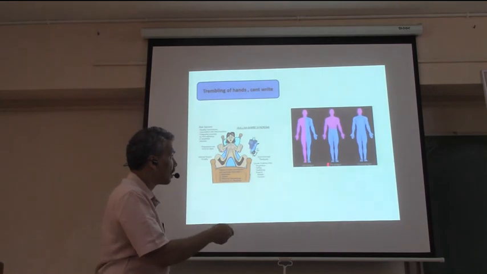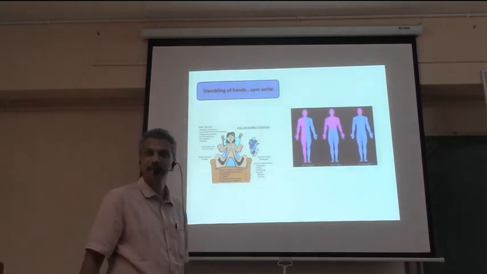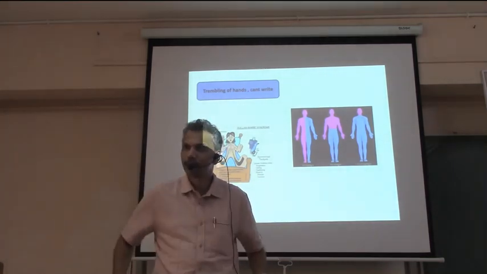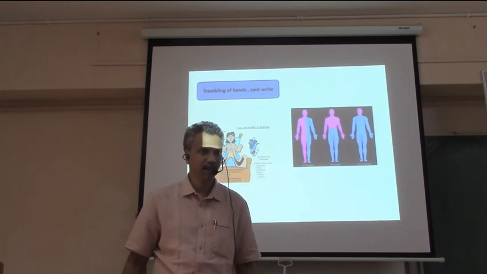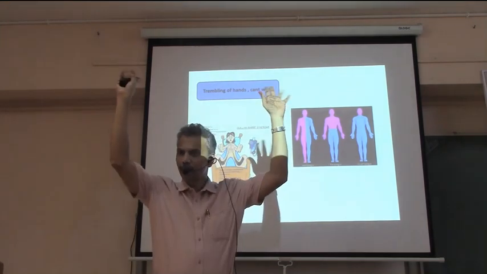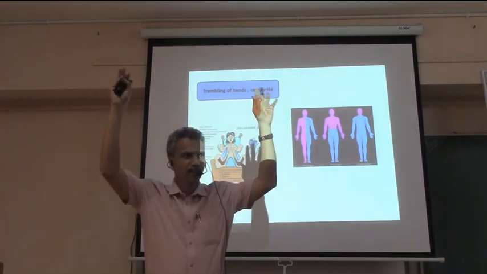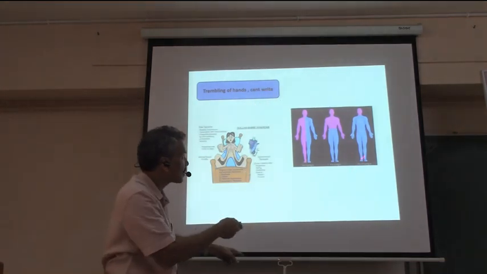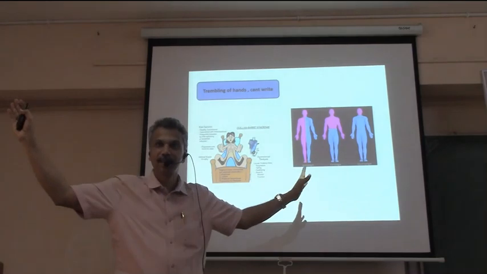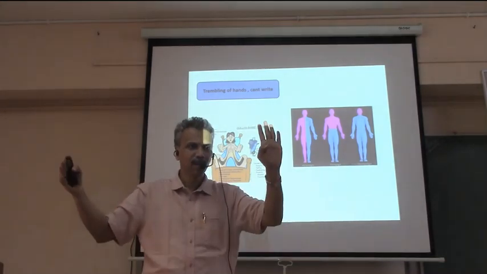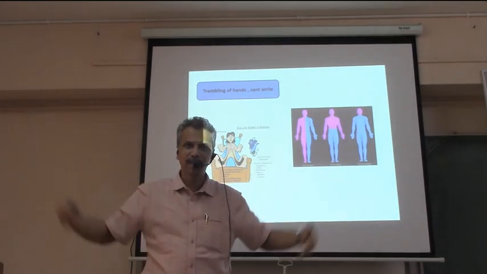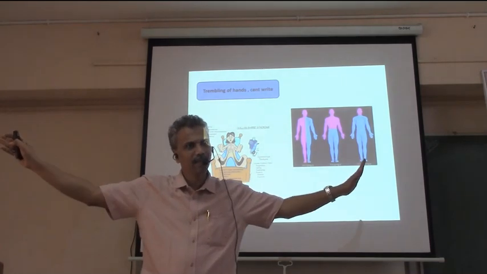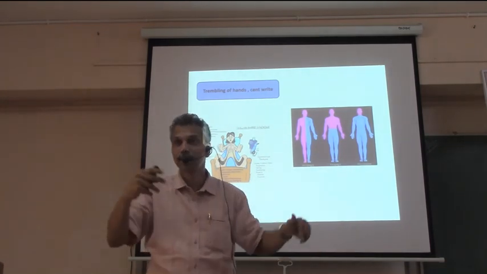So hemiplegia. Then there is something called paraplegia. Paraplegia is the lower limbs. That is paraplegia. And then there is something called quadriplegia. Quadri means four. Both hands, both legs. Paralysis. Right? Quadriplegia.